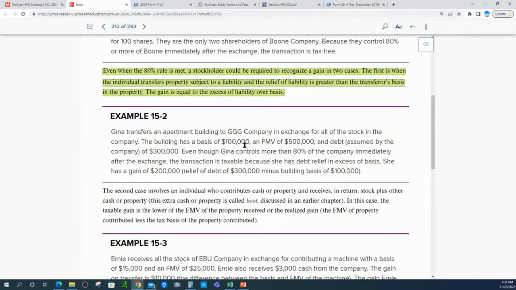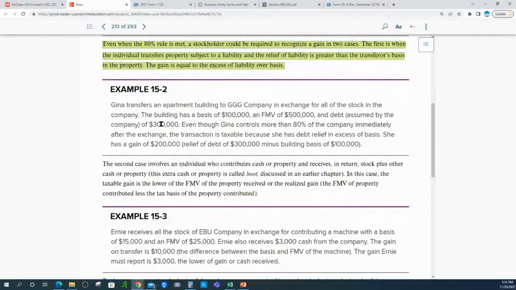But she's depreciated it, so now it's got a basis of $100,000, but she still owes $300,000 on the building. Okay, so even though she controls more than 80% of the company immediately after the exchange, she owns 100% of it, the transaction is taxable because she has debt relief of $300,000. Now she doesn't owe the $300,000 in excess of basis. So she is going to have a gain of $200,000. The difference between the debt and the basis of the property is the gain that she is going to have to recognize. Okay, 200,000. That's the first case.